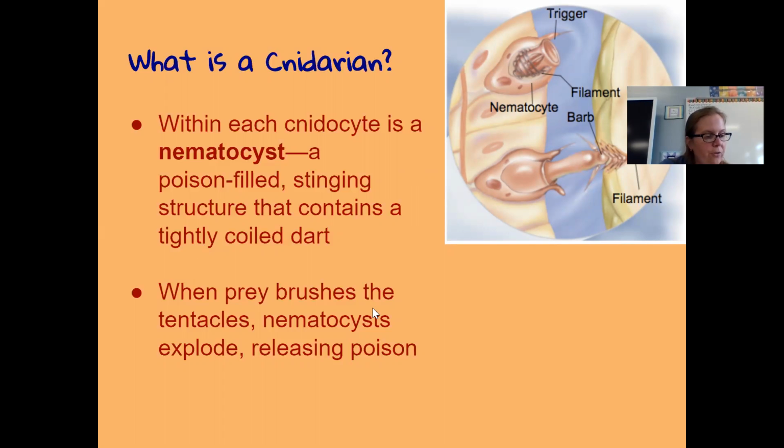There is a video at the bottom of page 13 in your digital notebook. It'll be a good idea right now to pause and watch that short video about how jellyfish sting.